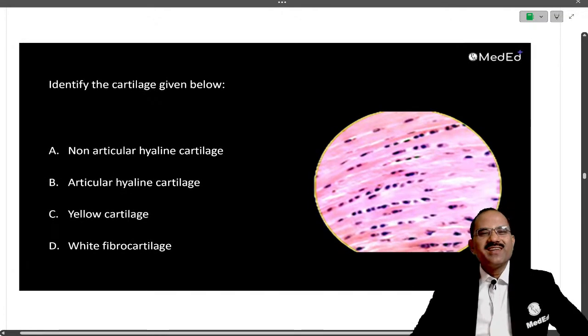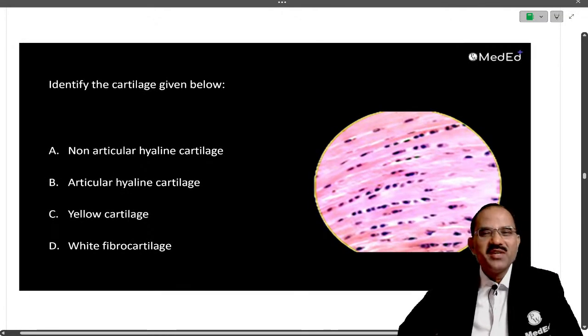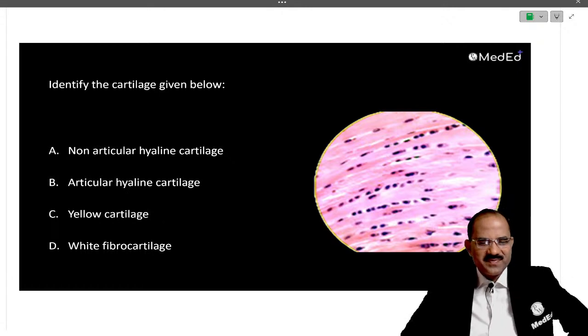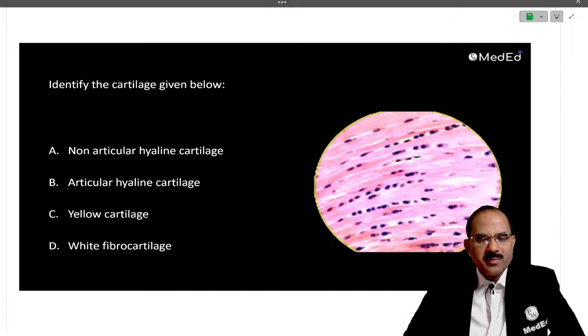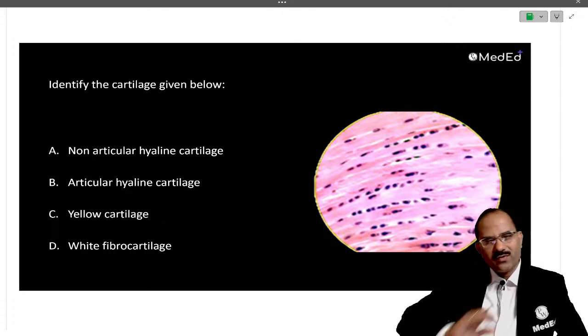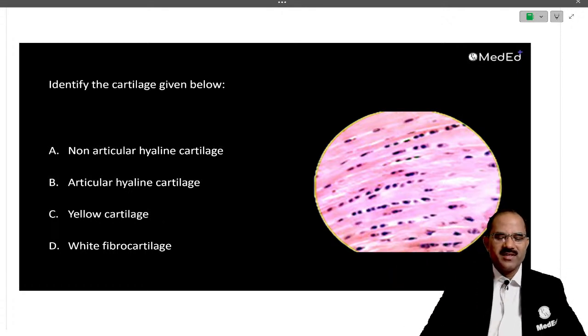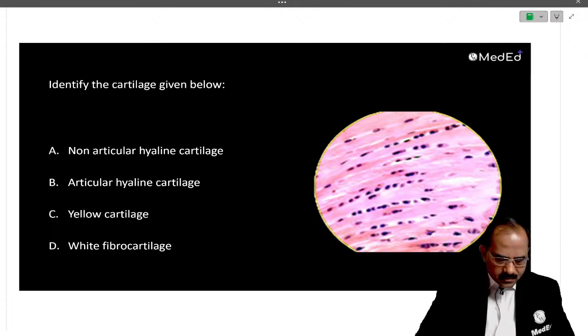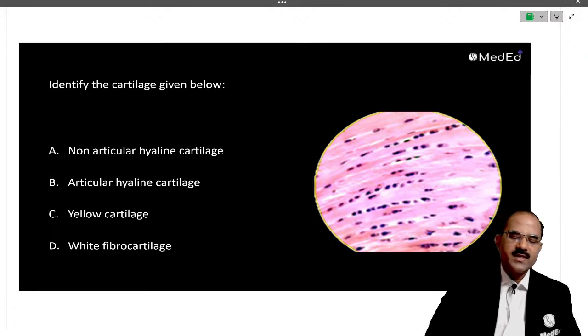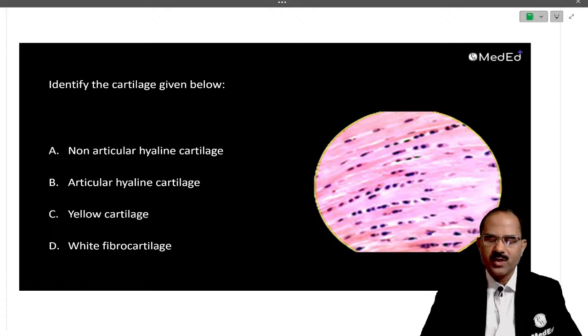Yes. Can anyone identify this? Identify the type of cartilage. Excellent. If you have confidence in the basic sciences now, you'll have confidence in all the subjects. Remember. Shall answer this, bacha. Identify the cartilage given below.